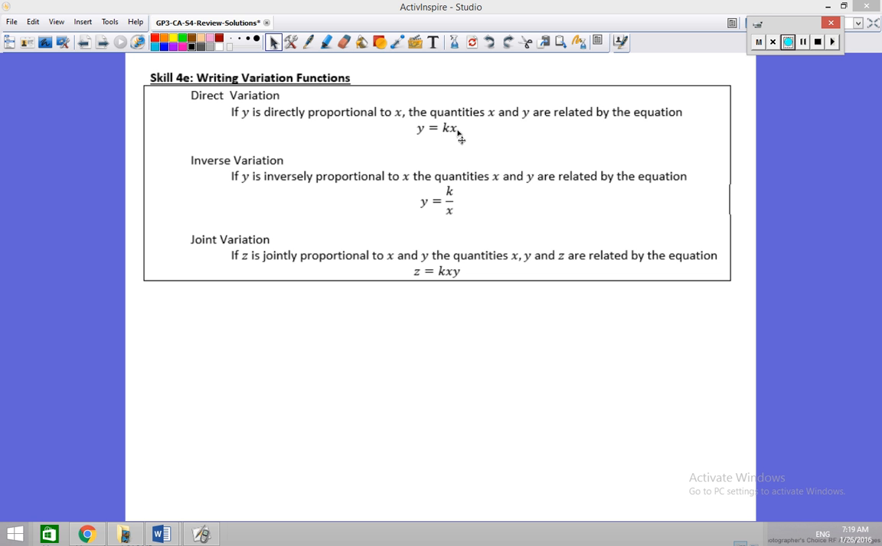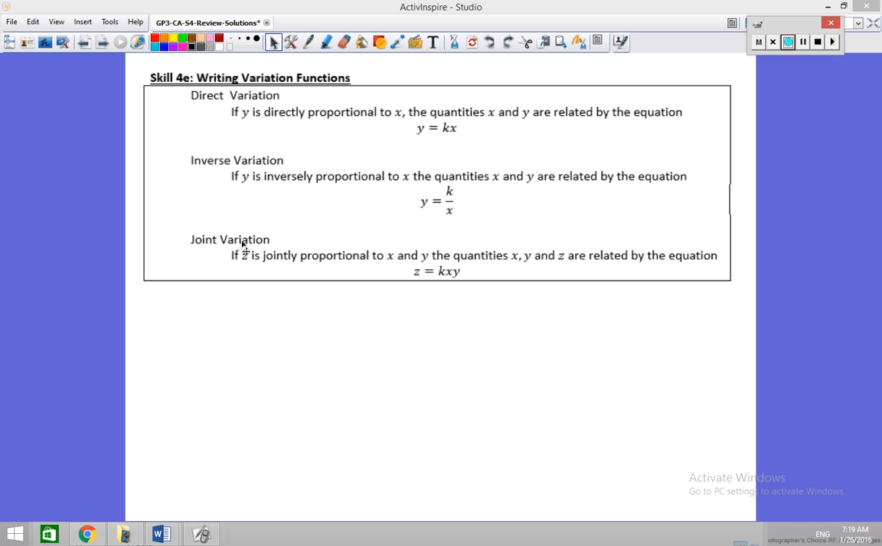Y is equal to k times x. K is just simply a constant. As x and y change through the problem, the k remains the same. Some textbooks may use a c for constant, or even an a or a b. When you see the description of inversely proportional or it varies inversely, think division. Think that y is equal to that constant divided by x.